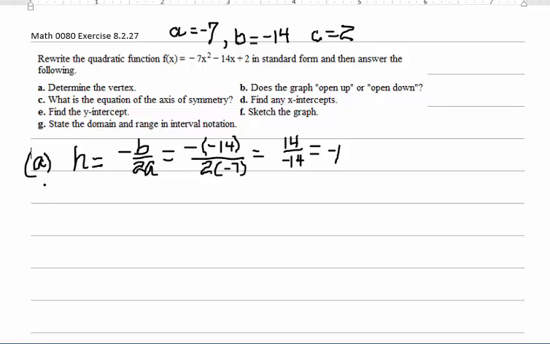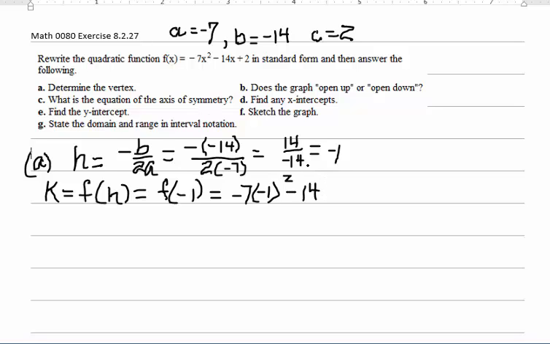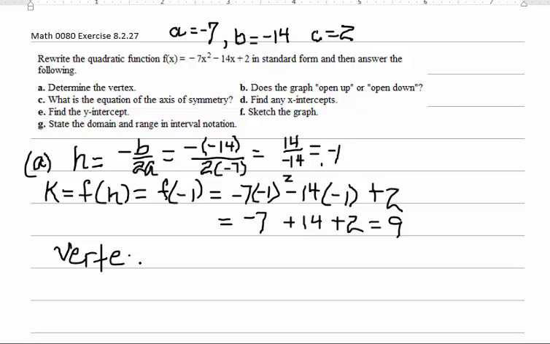Once we find h, k is the function evaluated at h, which in this case is f of negative 1, which is negative 7 times the square of negative 1 minus 14 times negative 1 plus 2. So this is negative 7 plus 14 plus 2, which equals 9. So the vertex is the point negative 1, 9.